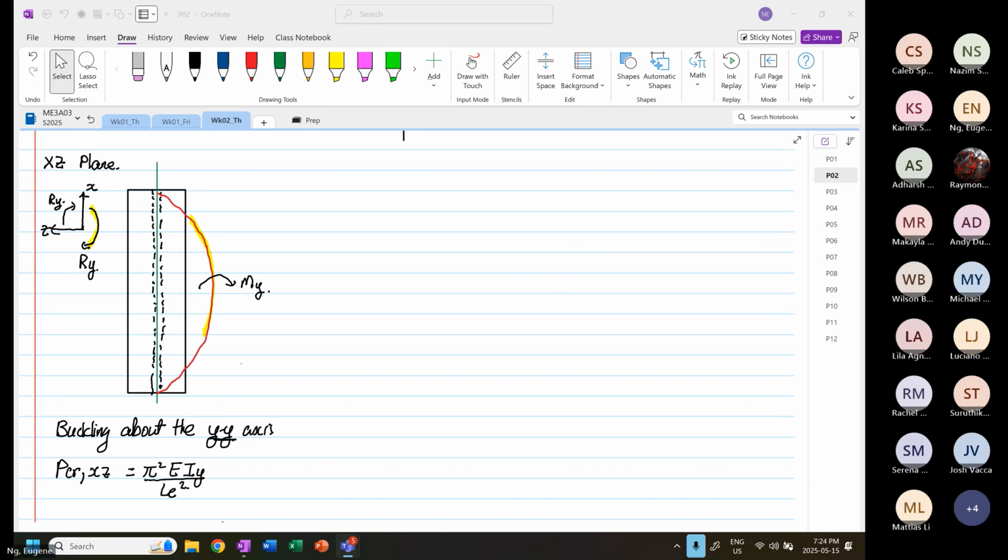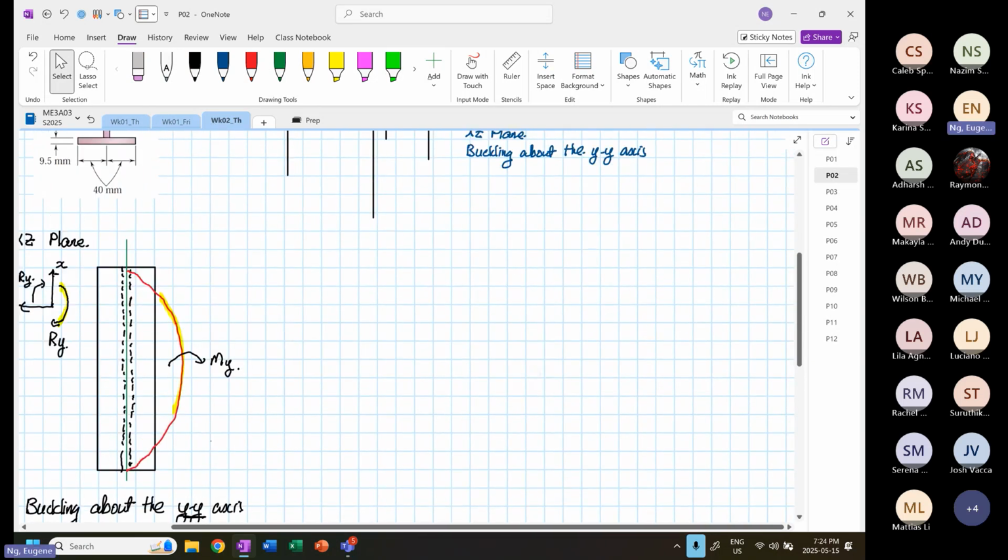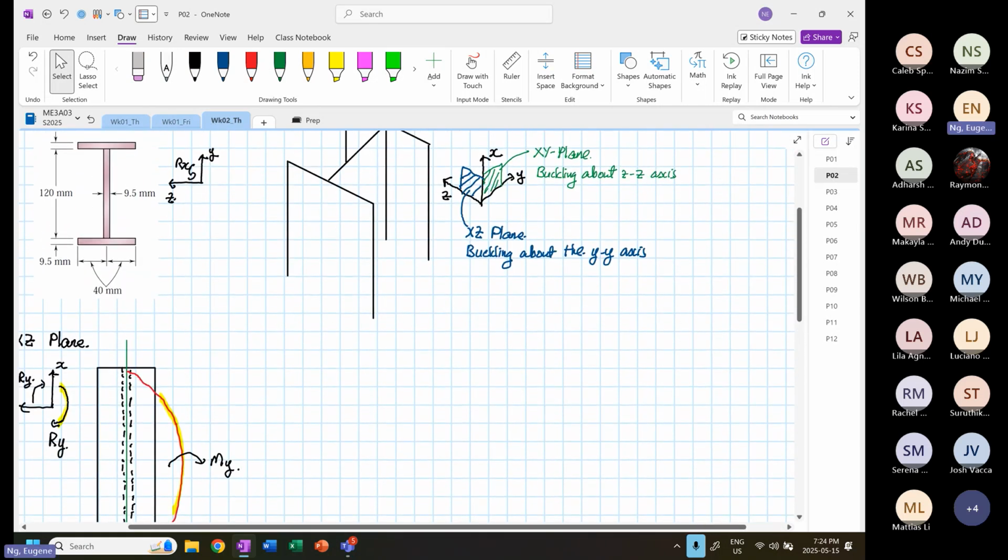Okay. Now, the next one we are going to look at is the other orientation. Okay. So now we are going to deal with XY plane.